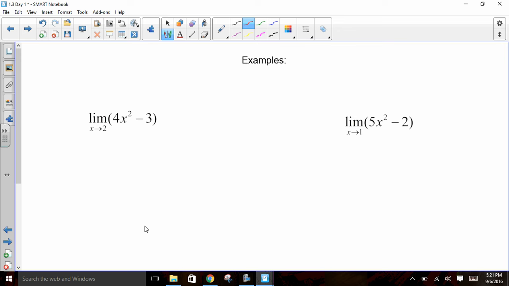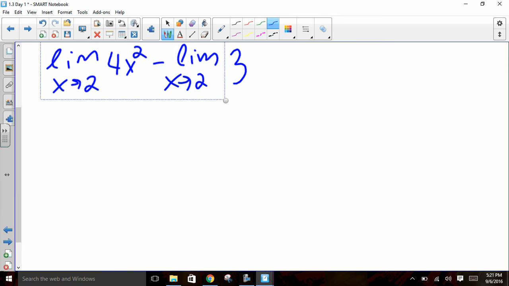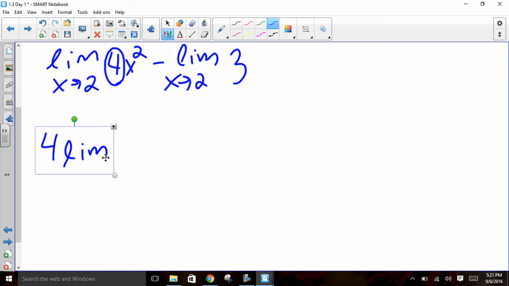So I can split this up and say the limit as x approaches 2 of 4x squared minus the limit as x approaches 2 of 3. Okay, well this first one, I know that 4 is what's called a scalar because it's multiplying my x squared. It doesn't have any variable in it. So I can pull that out because I know whatever I multiplied my x by, I'm still going to be multiplying by 4 at the end.